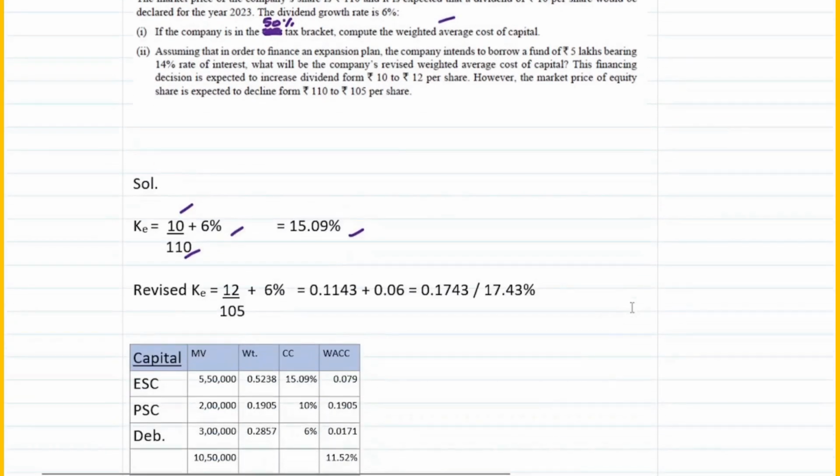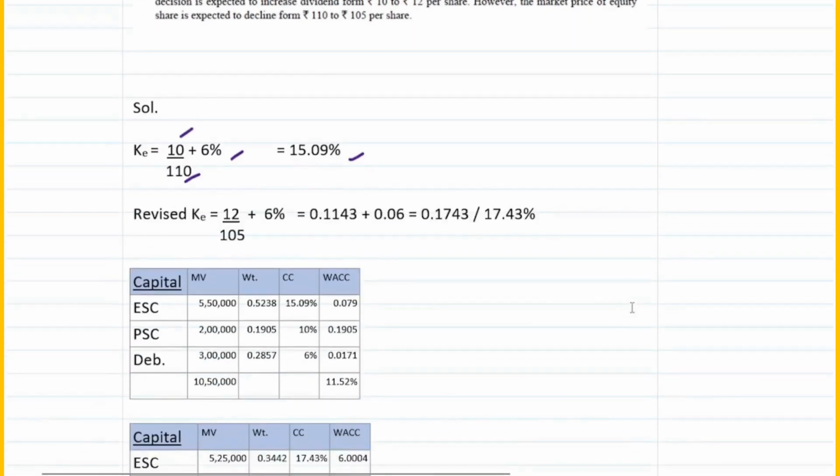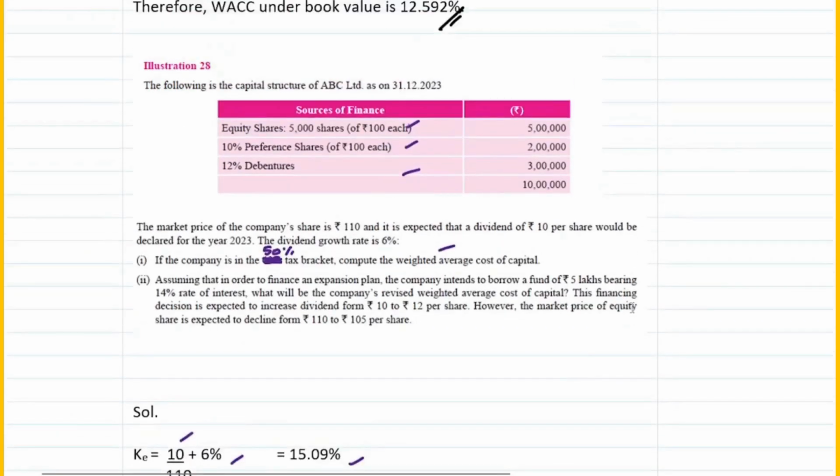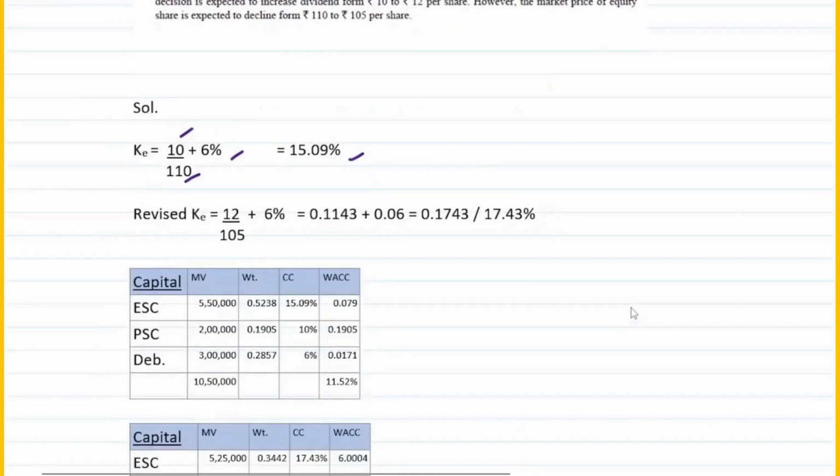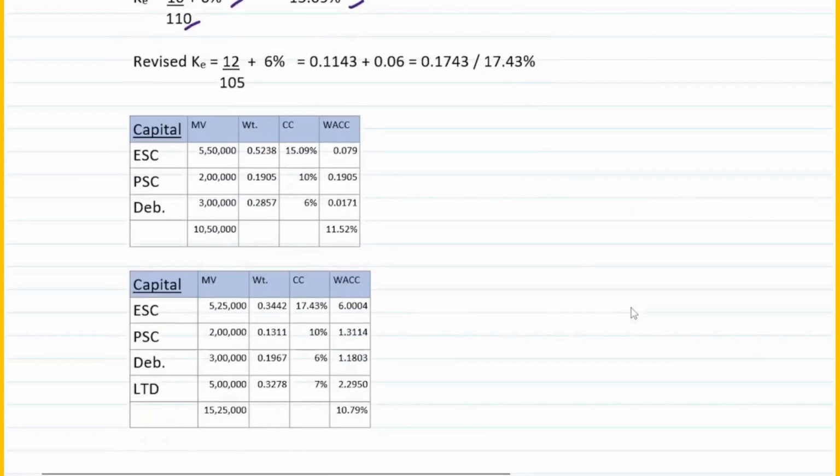So what are we doing? We are going to calculate the WACC. So what is the equity share capital? The equity share capital, we have 5,000 shares. And what is the market price? The market price is 110. So we are going to calculate the WACC based on market values. So equity share capital, 5,000 shares into 110 rupees per share. The market value is 5,50,000.